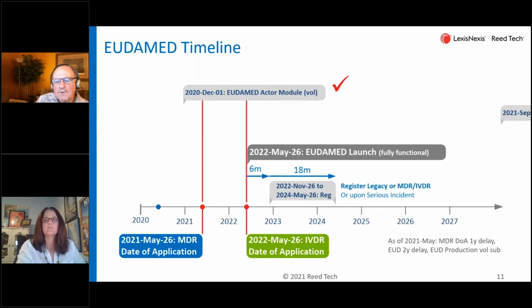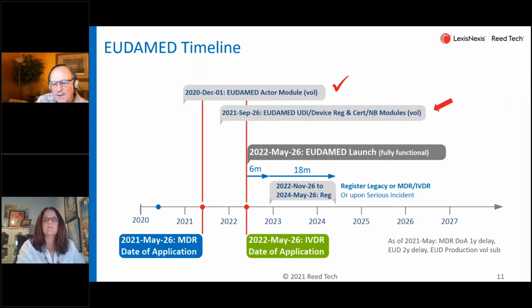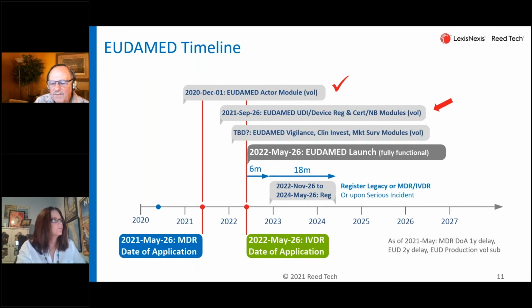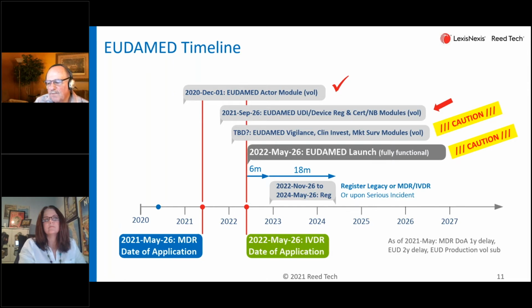The actor module, as we touched on, is already in place. We're looking forward to the next 2 modules, September. It looks like that's probably going to be met by the European Commission. And then we have these other 3 modules that are in the mix. No firm date, so we put a little caution flag next to that particular event. Now, if those 3 modules are delayed, then that obviously will push back the announcement from the European Commission that the UDI is fully functional. And then triggered by that particular announcement, the registration period might move out as well. So these are kind of all pinned together. So if one moves, they all kind of move.